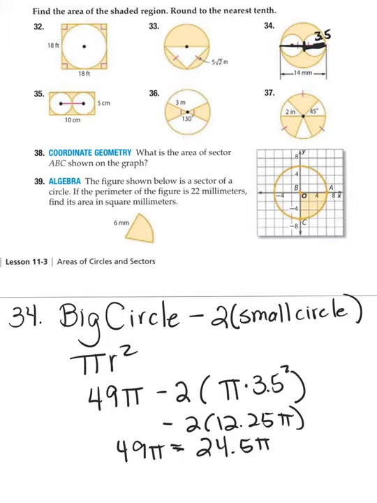So now 49 pi minus 24.5 pi equals about, well, it equals 76.969. They tell us to round to the nearest tenth, so when I round this to the nearest tenth, it would become a 0 because it's 10, and that's going to really give me 77.0 to the nearest tenth, square millimeters. Okay, does that make sense?